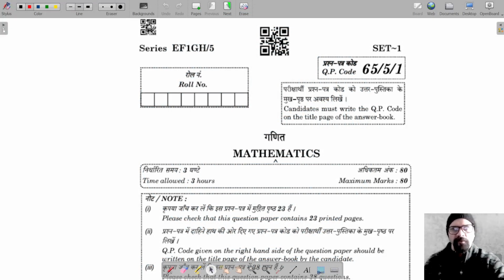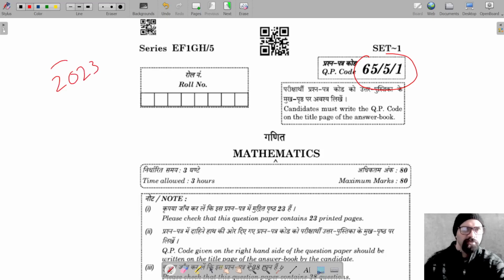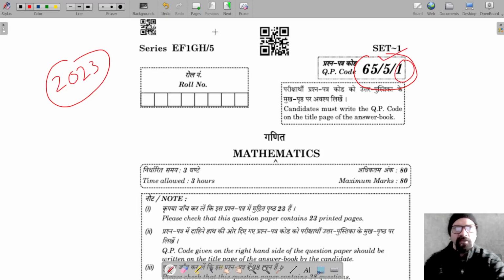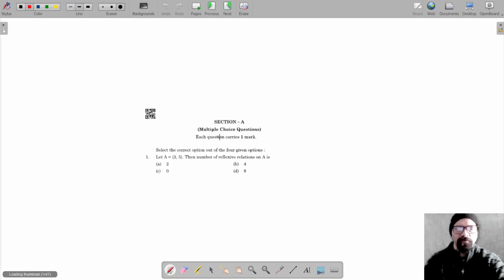Set 5 of year 2023. So the paper code is 6511. This is set 5 of year 2023, and this is the first subset of set 5. So let's start with the first question.